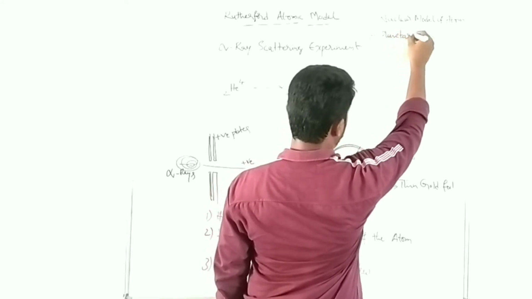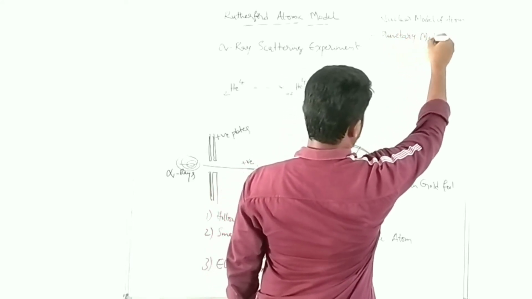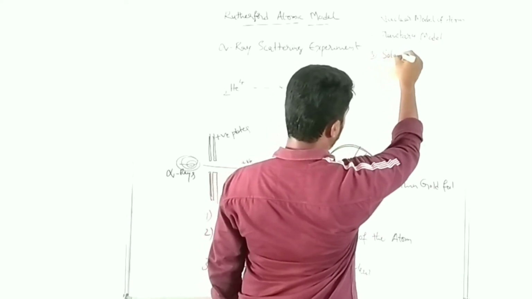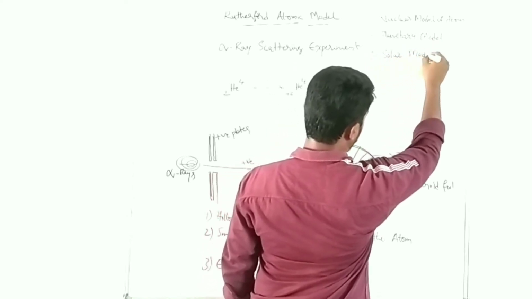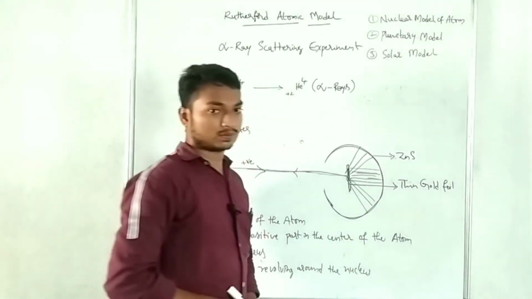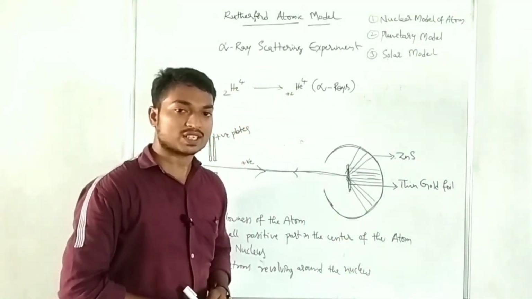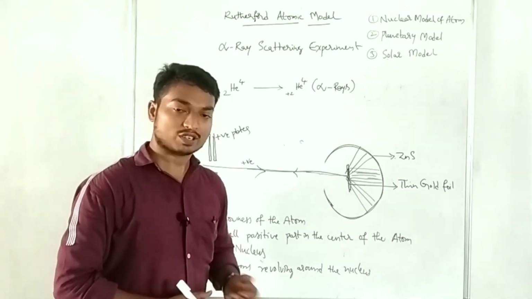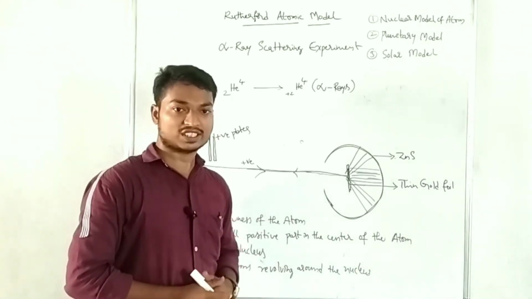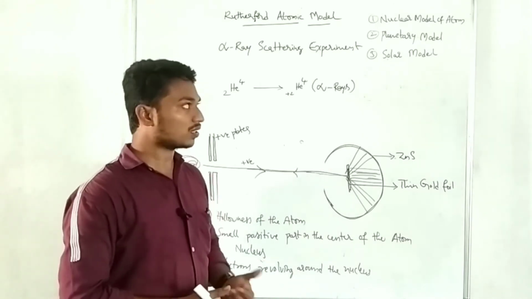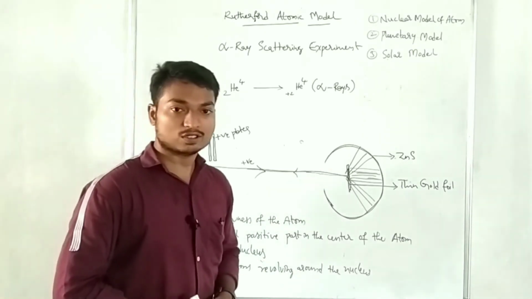Planetary and solar model. So, why? Because the electrons are revolving around the nucleus just as planets revolve around the sun. Hence, this model is also called the planetary model or solar model. So, it looks like this.